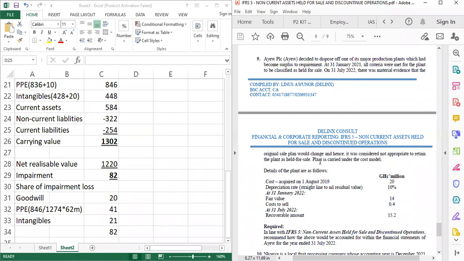So as at the time that we want to classify the asset as held for sale, we need to know the carrying value, isn't it? We need to know the carrying value. So what will be the carrying value as at that date?